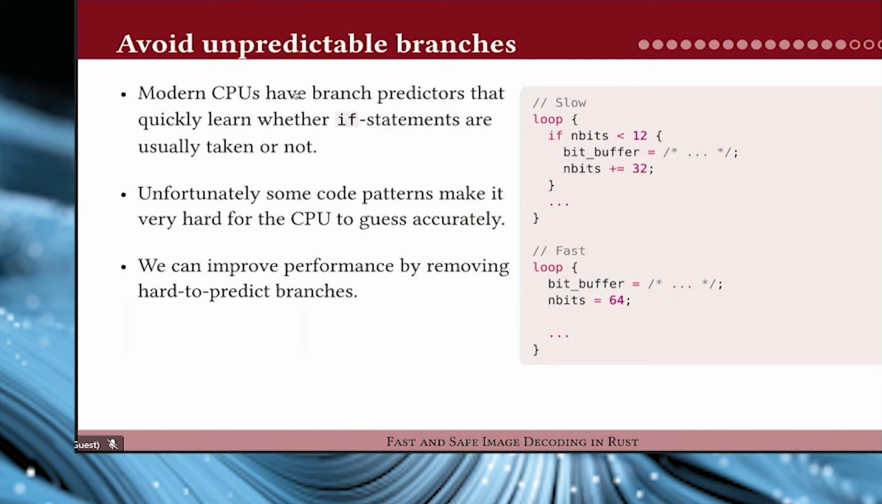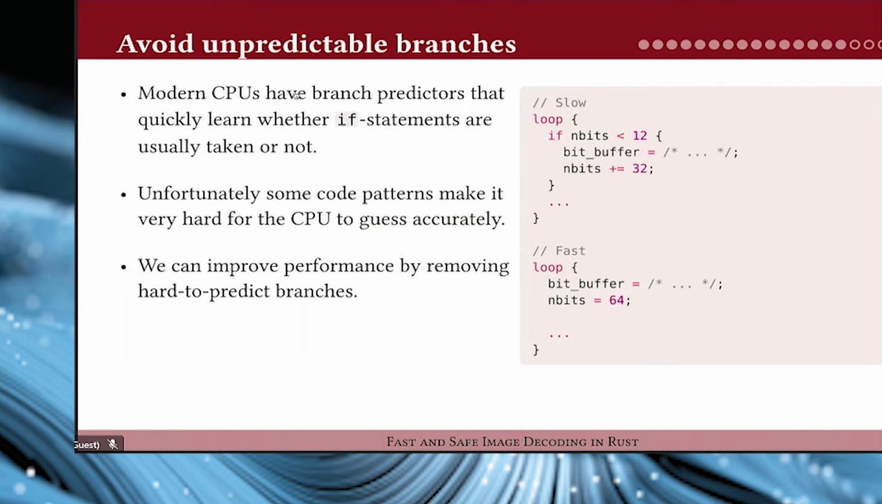We can improve it by having a different strategy for reloading our bit buffer, and then unconditionally saying it's full. So this might require more reading. We have to do more work, but it actually ends up being faster because we're not interfering with the processor's branch prediction.